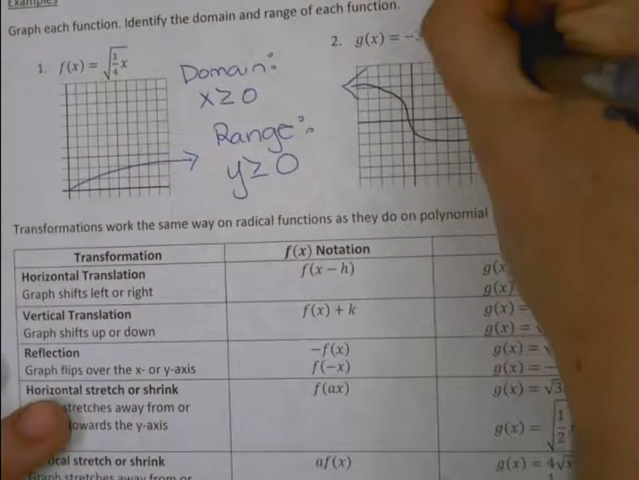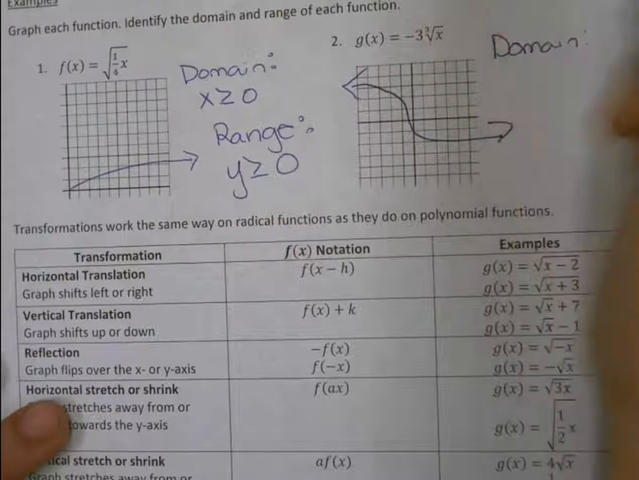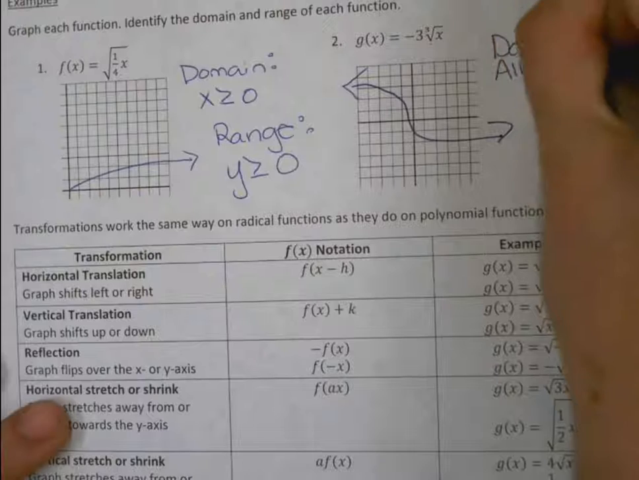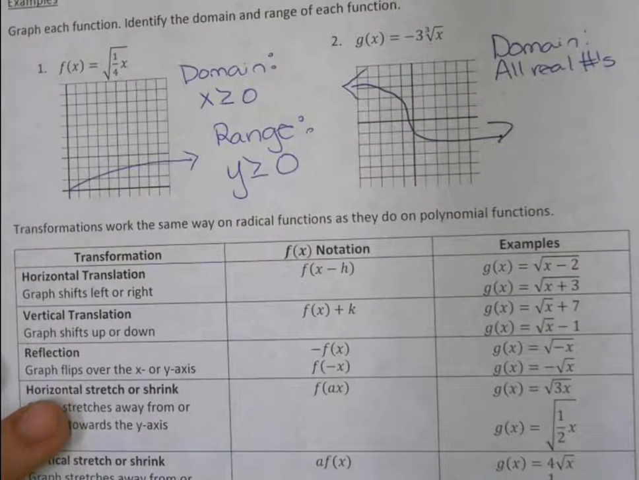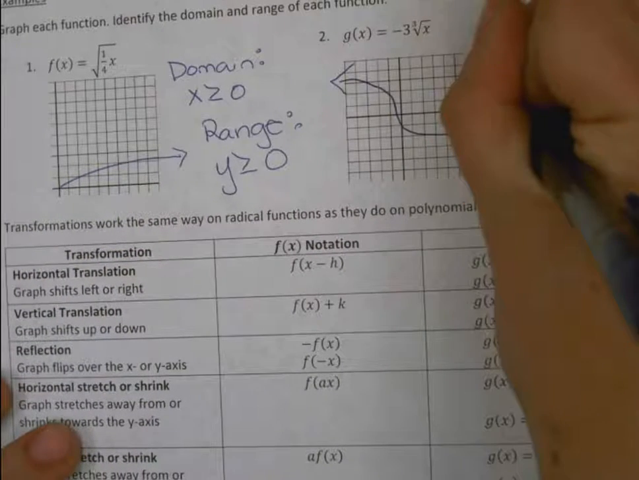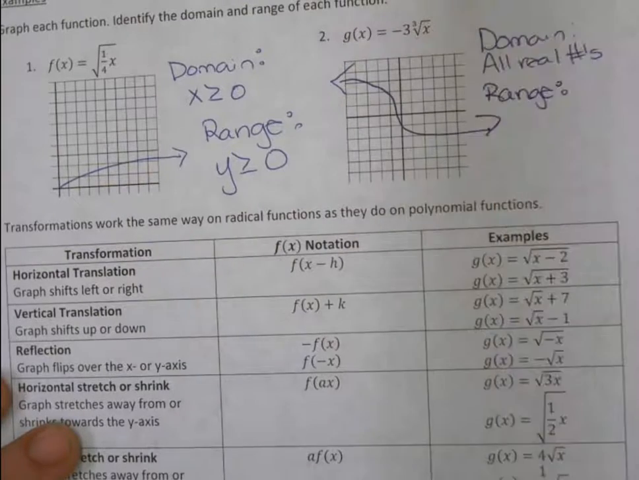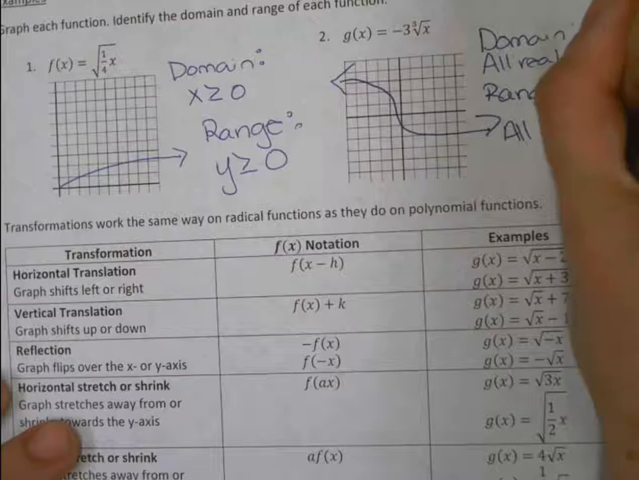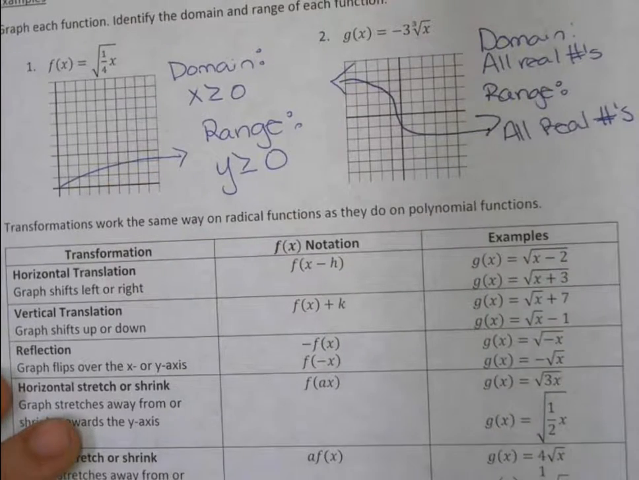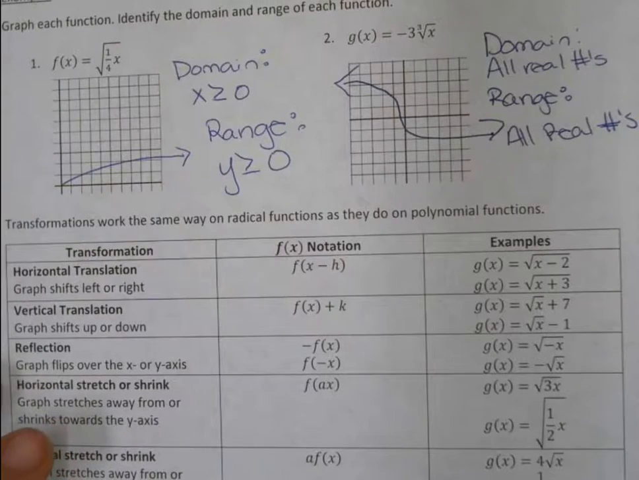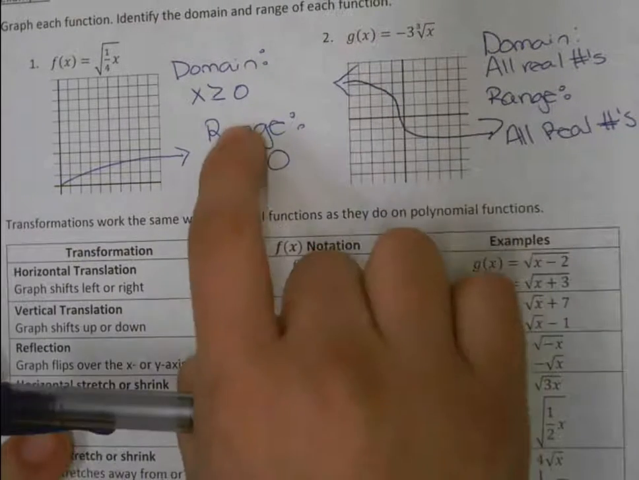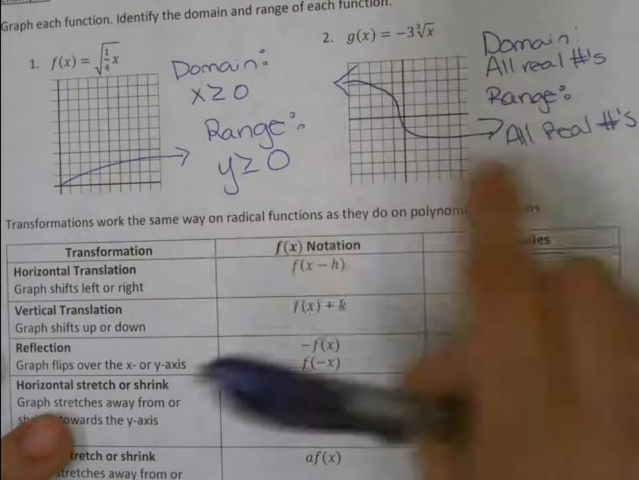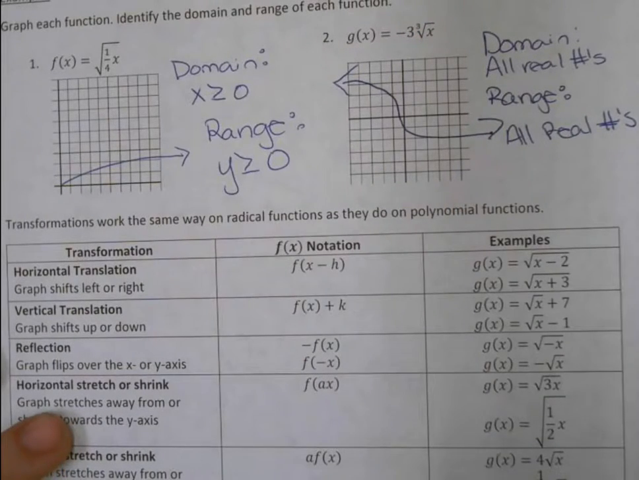Yeah, my domain is all real numbers because it goes left and right forever. So it's like 4, I think. And then my range is what? Yes, this one is also all real numbers. It's slowly getting there, but it's going up and down forever. So basically, when I have an even root, I'm going to have something like this. If it's an odd root, like 3 or 5, it's going to be all real numbers. Does that make sense?